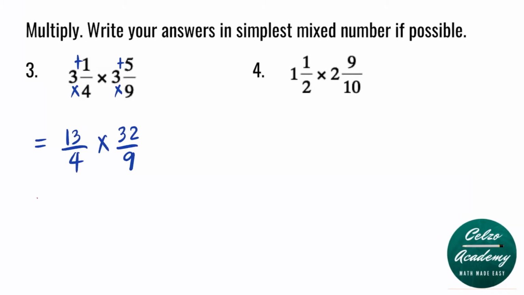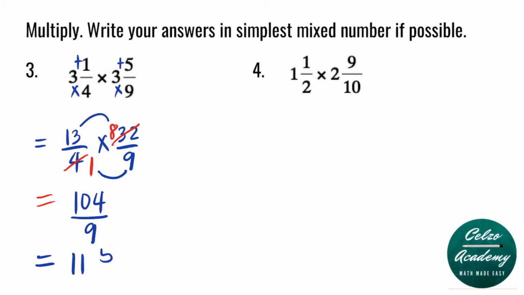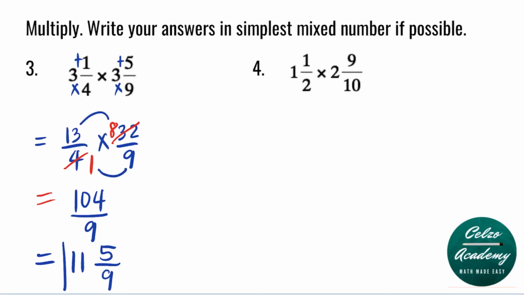Simplifying these fractions, we can divide 32 by 4, and that is 8/1. So now we multiply the numbers 13 and 8, and that is 104. We multiply 1 and 9, that is 9. Now let's convert this into a mixed number. How many 9s can go into 104? 11 times. 11 times 9 is 99. And if we subtract 99 from 104, there is a remainder of 5. And we will write the remainder as 5 over denominator 9. So the answer for number 3 is 11 5/9.